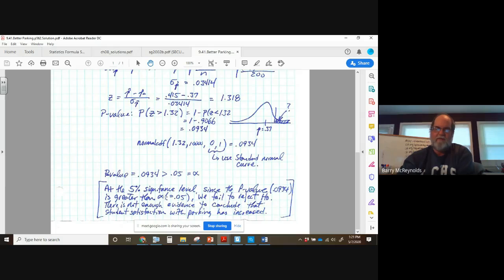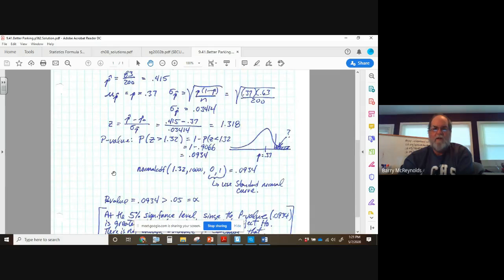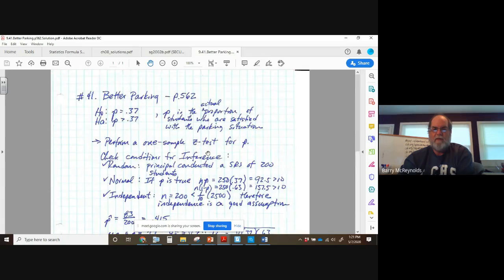First, you need to state clearly whether you reject the null hypothesis or you fail to reject it. Never, ever say you accept it or that the null hypothesis is true. You either reject it or you fail to reject it. And then you interpret that in light of the context of the problem. And so that's the better parking solution.